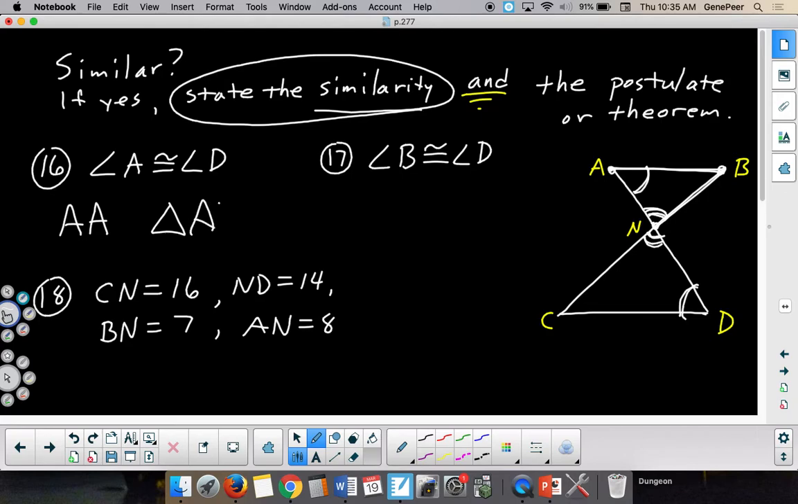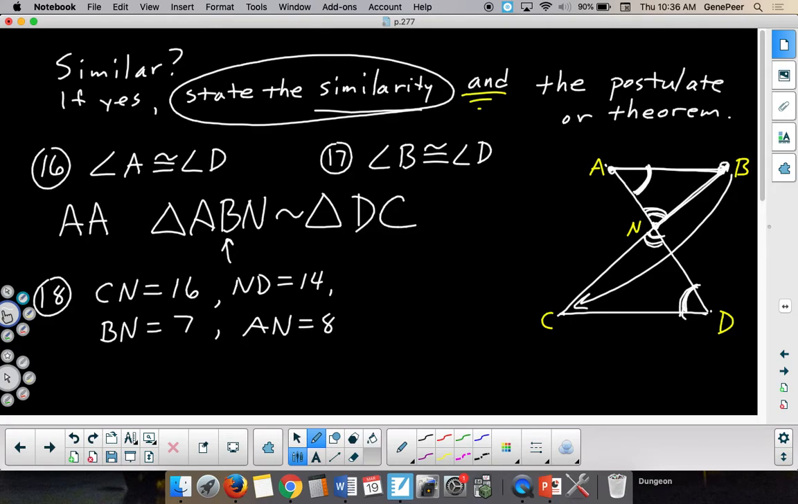Triangle ABN is similar to triangle, and A matches up with what? This guy goes with this guy. So A matches up with D. Then B is next. B matches up with C.